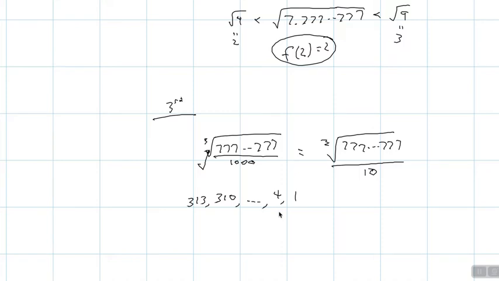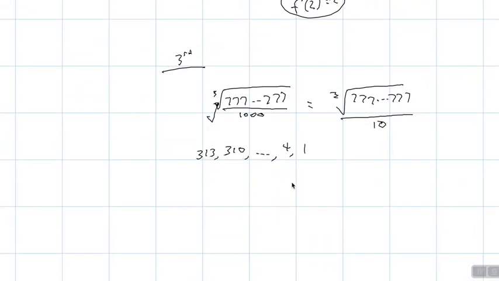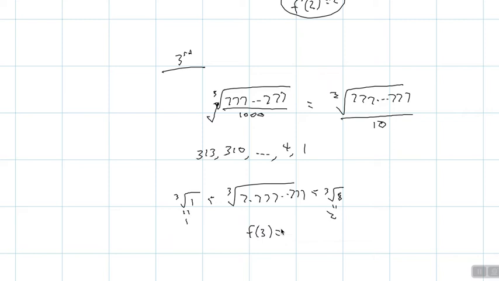So same deal, you would end with the third root of 7.777..., and that is in between the cube root of 1 and the cube root of 8, which is 2. That's obviously equal to 1. So f of 3 is equal to 1.